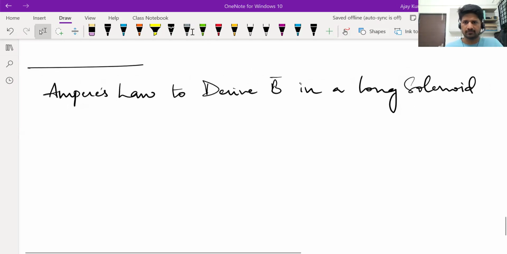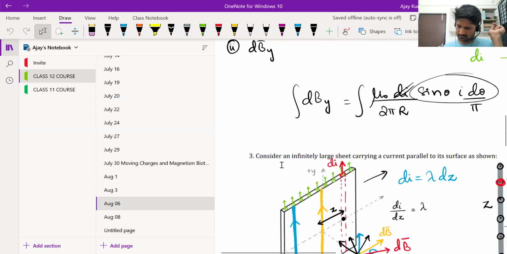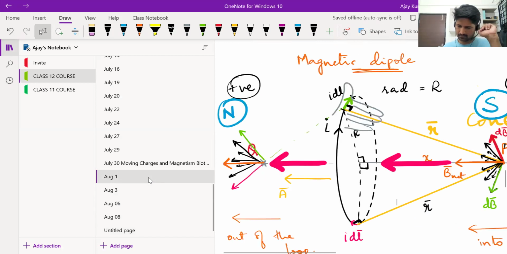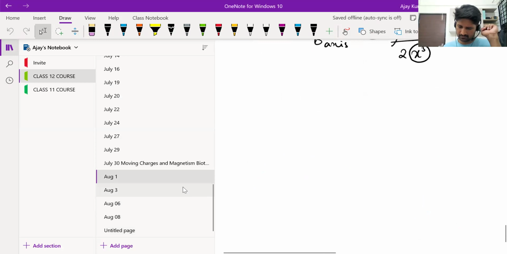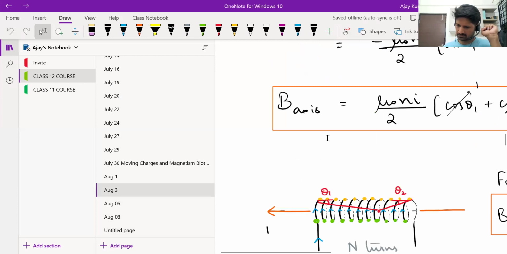Mansa, you know how to derive. Okay, let us do it quickly. Not a big deal. It's quite simple. Consider a long solenoid. Just a moment. I'll copy the diagram. When did we discuss the case of a solenoid? This one.